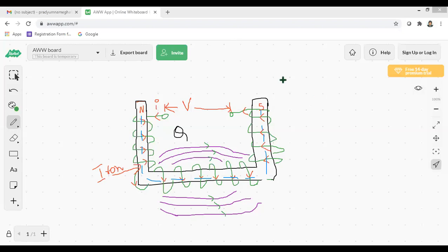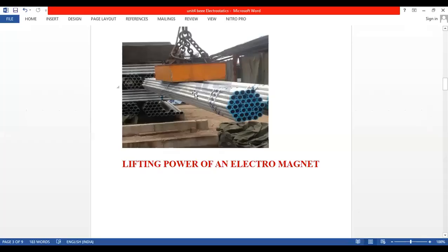Okay, so we have drawn the diagram. Sir, what is the use of this one? This is an electromagnet. So what is the figure I have shown just now? The upper part I have drawn is the electromagnet. Now this is called the load. Load means iron cage or steel cage.